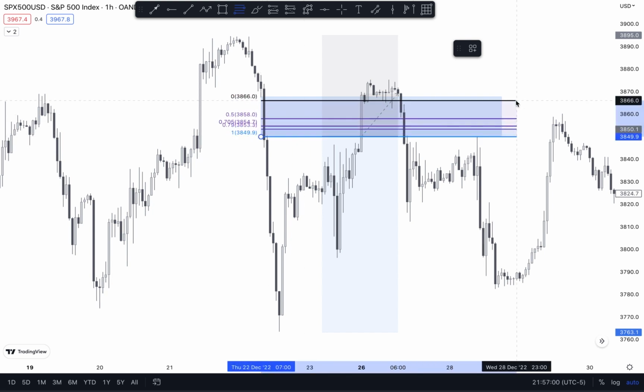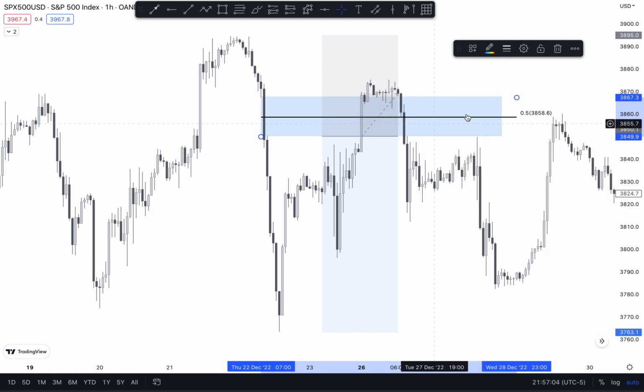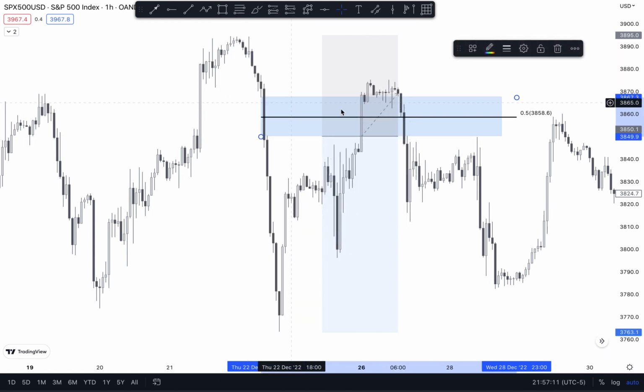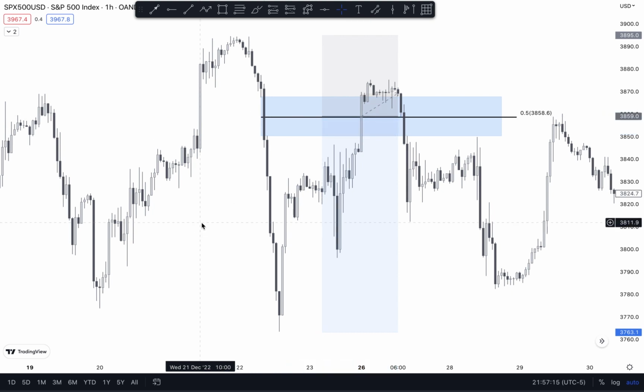So I pull my fib tool on this and I change it to 50%. You can go in and you can edit your fib like this. You just put in the 0.5, take everything else off, and you got 50%. So you could enter at the 50% of the imbalance, and that at least pulls it up a little bit better. Gives you a better entry.